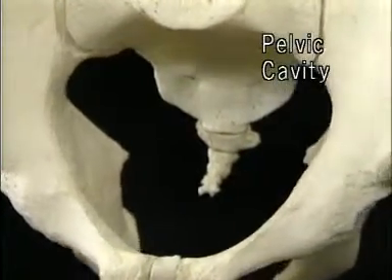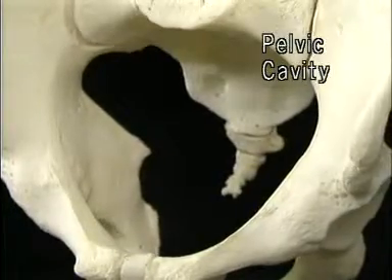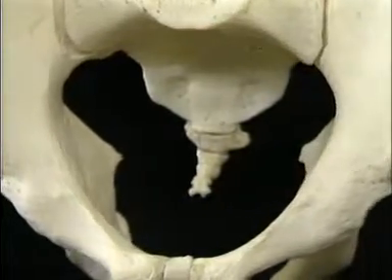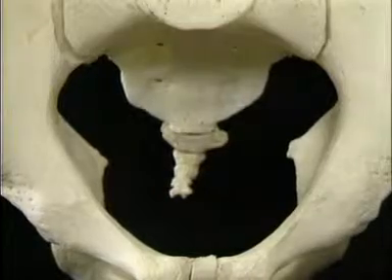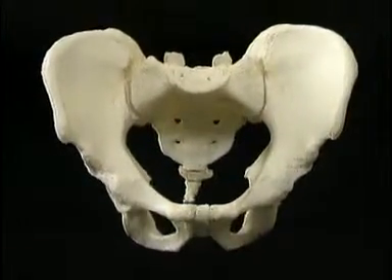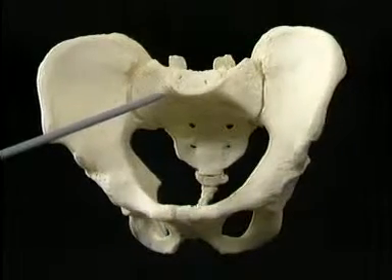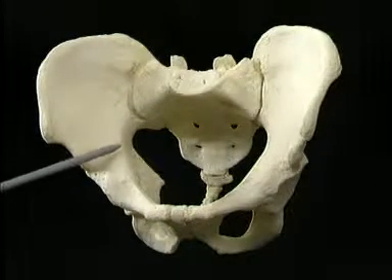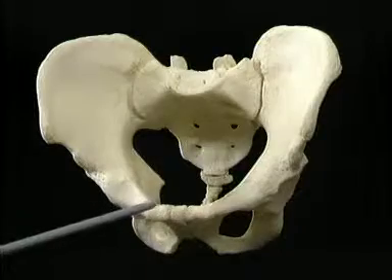It's the deep and narrow space that's enclosed by the sacrum, the lower parts of the hip bones, and by ligaments and muscles that we'll see in the next section. The pelvic cavity is continuous with the abdominal cavity here, at the pelvic brim, which we'll return to in a minute.